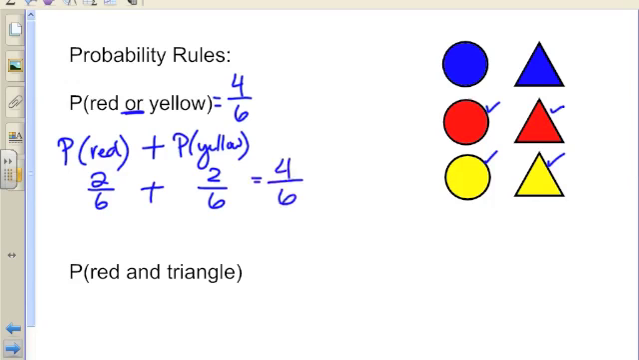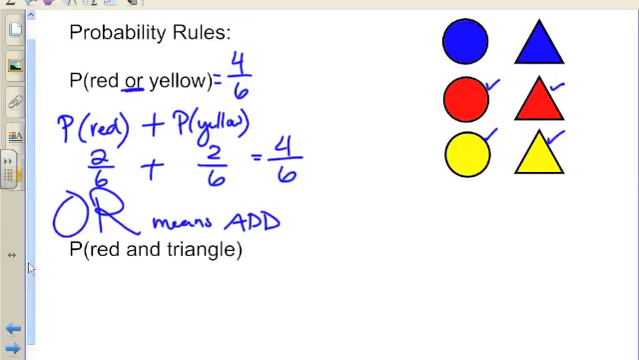Okay, so when we have something that's not as simple of a picture, or tells us to add. Okay, or tells us to add. And you can see why by looking at this picture.